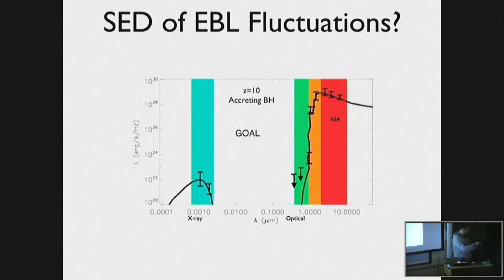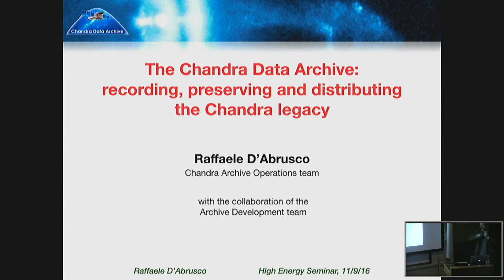Our next speaker is Raffaele D'Abrusco. Raffaele obtained his PhD in Italy at the University of Naples, where he also did his first postdoc. He asked me to stress that he was also at the University of Padua, in the north of Italy, where he did the second postdoc before coming here in 2010, where he spent 5 years. Then he went back to Italy for another postdoc, and since April he's back in town as an archive scientist, and today he's going to tell us about the Chandra archive.